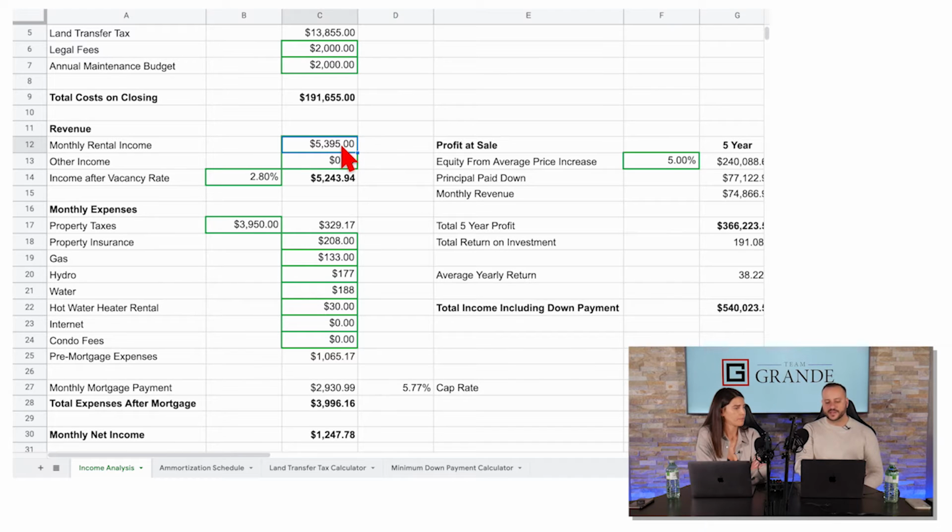So your monthly rental income is almost $5,400 a month. That's great rent for a triplex. It's in a good area, so those are very strong rents. That's rent from 3 units, not 1 unit.